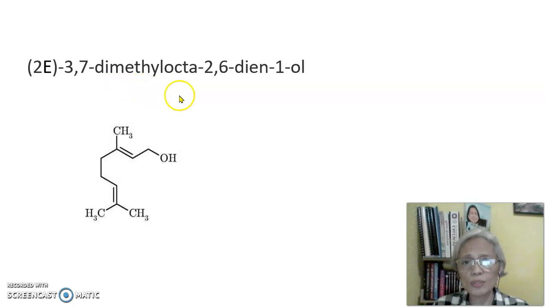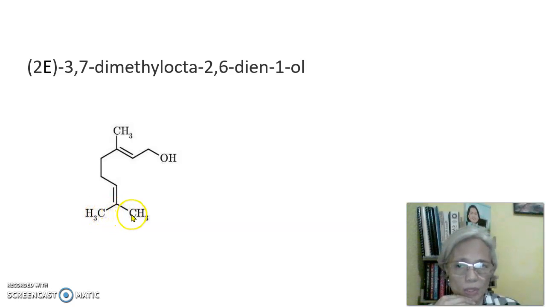So we have 2E-3,7-dimethylocta-2,6-dien-1-ol. Double bonds occur at carbons 2 and 6. Methyl substituents are at carbons 3 and 7. OH is attached to carbon number 1. So this is carbon number 1, 2, 3, and so on. Notice the double bond at 6 is not interesting because the substituents are the same, so we no longer use E or Z there. This other one is different. Notice this one has a higher priority because it has carbon and OH compared to hydrogen, so it goes up. Comparing the other side, methyl and this whole group, this whole group has a higher priority than methyl, so it goes down. The priorities are opposite, so 2E.